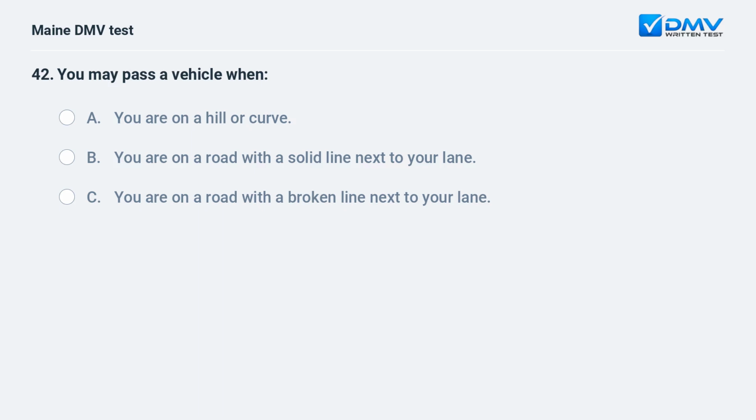You may pass a vehicle when A. You are on a hill or curve. B. You are on a road with a solid line next to your lane. C. You are on a road with a broken line next to your lane.